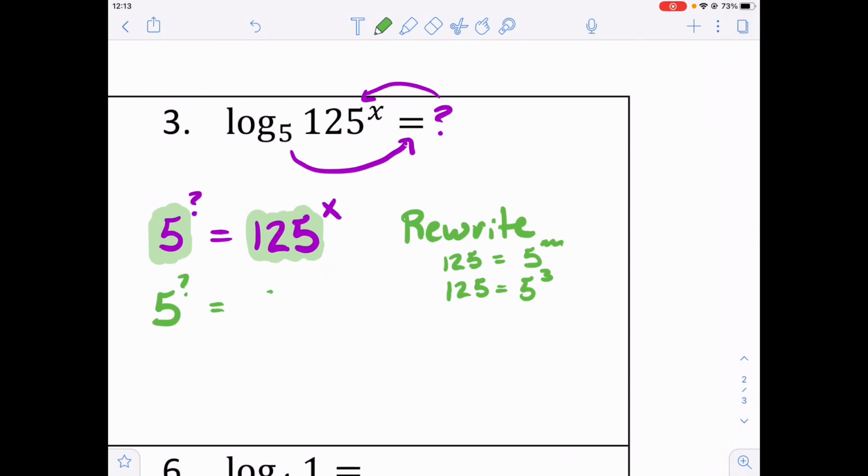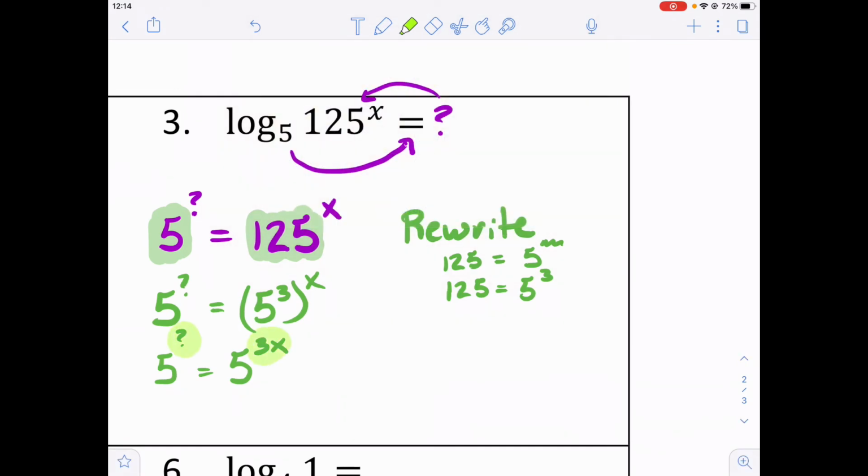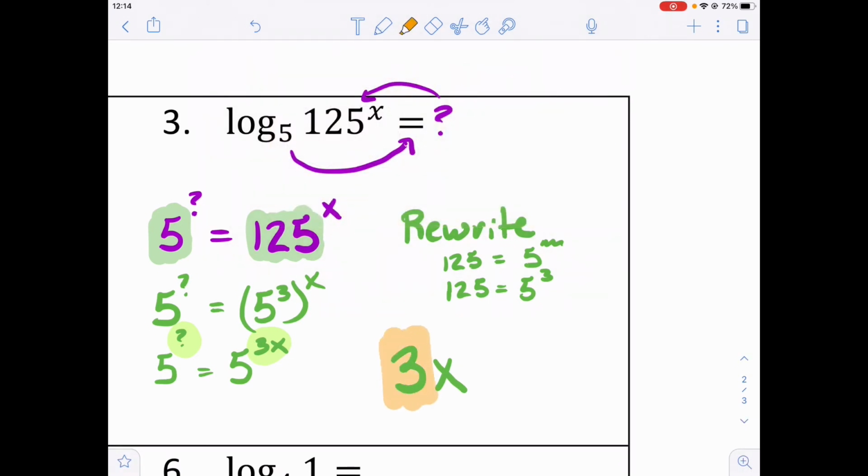So instead of 125, we've got 5 cubed to the x. Properties of exponents: 5 to the something equals 5 to the power multiply, 3x. And so that means that our question mark has to be 3x. So this is going to be 3x. Now, if you're noticing, we need to remember old stuff to be able to work through these problems.